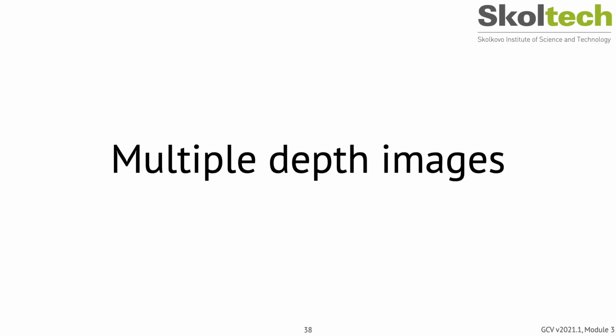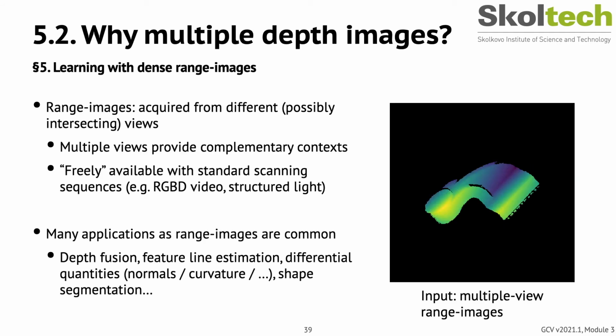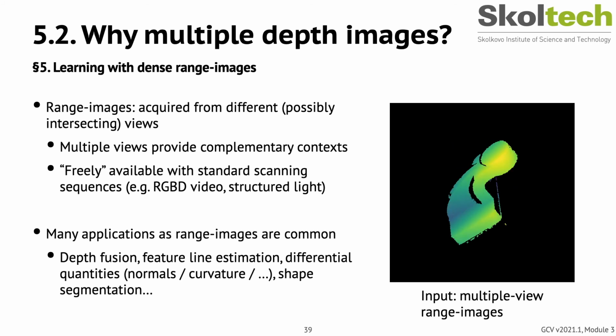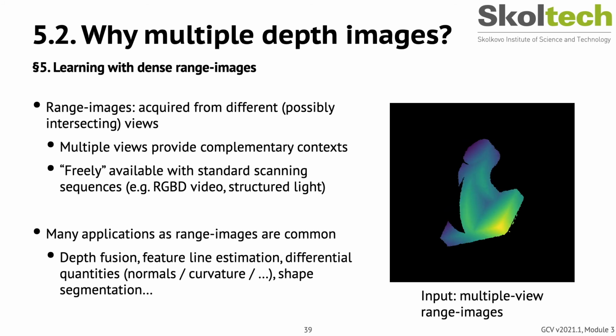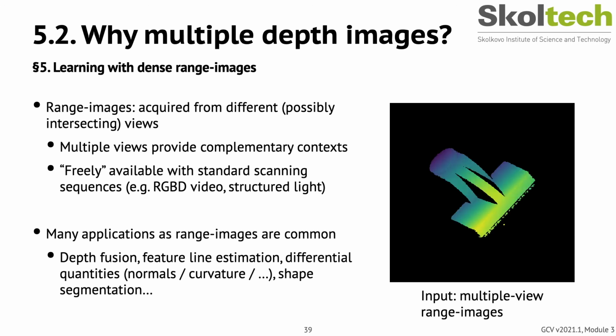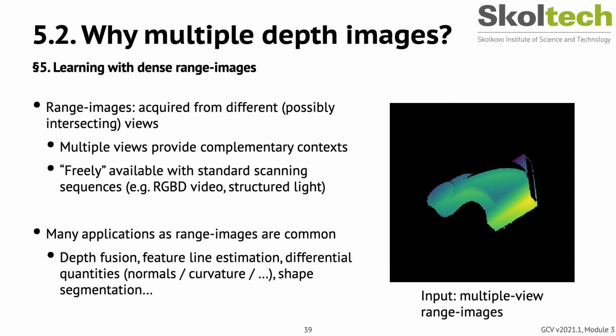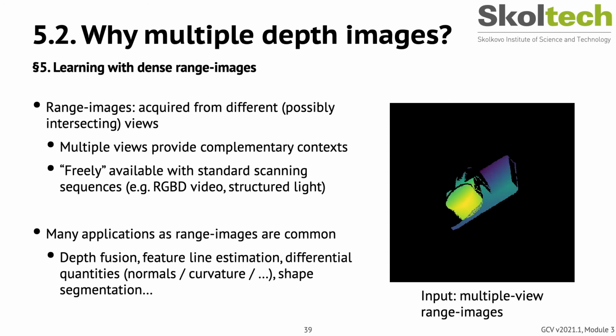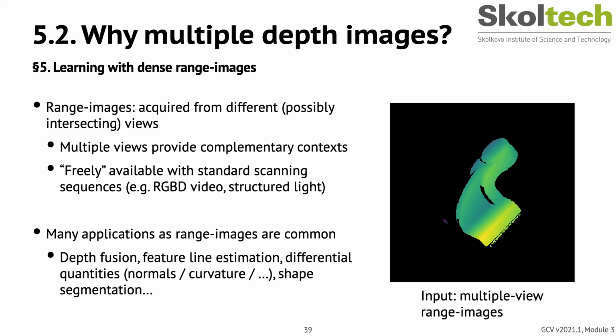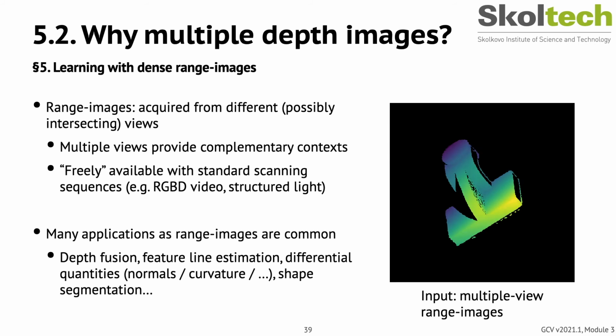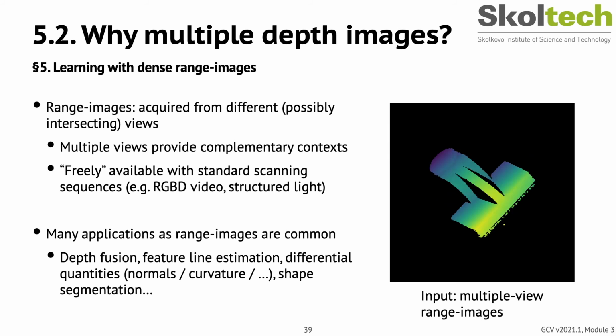Let us switch to considering depth images coming from multiple views. In most scenes, range images are acquired from different, generally intersecting views, where they are able to provide complementary contexts. Acquiring RGBD videos is furthermore a built-in feature in most RGBD cameras, such as Intel RealSense or Microsoft Kinect, and so providing multiple view images is a standard way of providing the data in RGBD format.